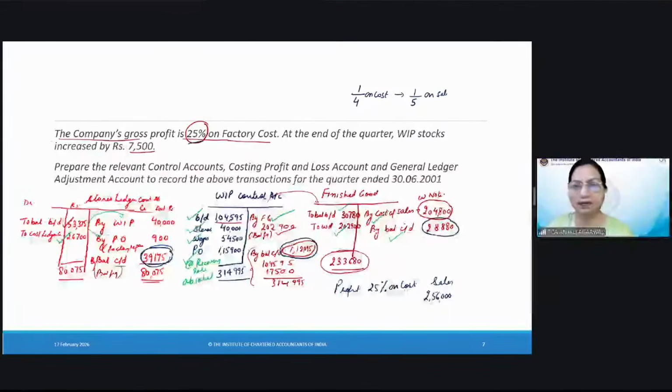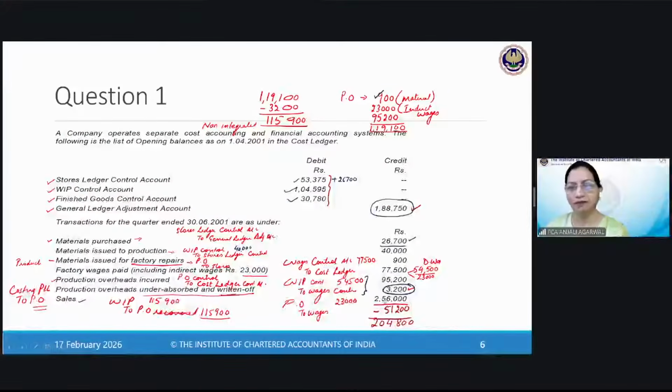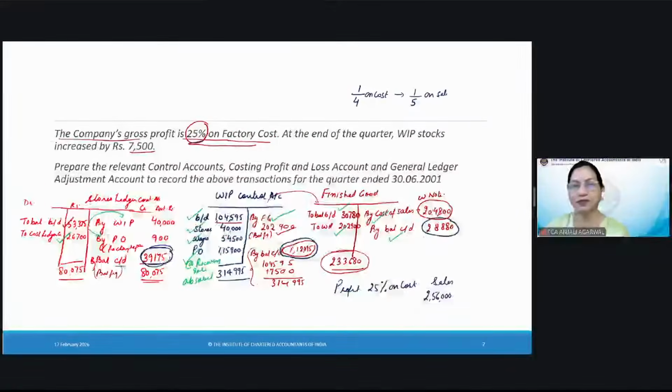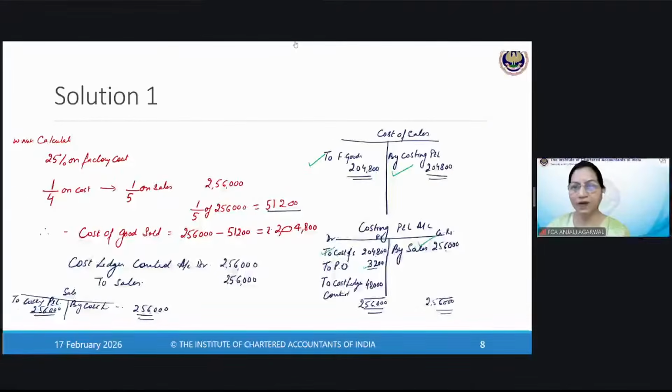And in finished goods, neither the balancing figure was given, nor the cost of sales was given, but information was given that profit is 25% on cost. And the figure of sales is given. So 25% on cost is 51,200 less. So 2,04,800 worth of goods are sold. Is it clear now? So 2,04,800 worth of goods are sold, which moves to costing P&L account. And sales is given. So your profit should be 51,200.